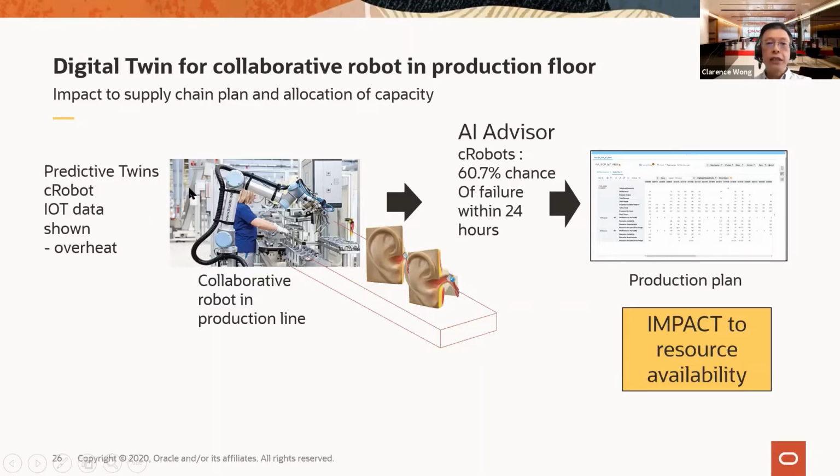So with all this digital twin, again as I mentioned, at the end of the day you connect back into the AI platform, where you're able to predict what chances of failure there are within the 24 hours. For example, if there's overheating, based on other similar models they have developed, they can predict the chance of failure. And when this information is pumped into the supply chain plan, that impact needs to be propagated. That's how it works.